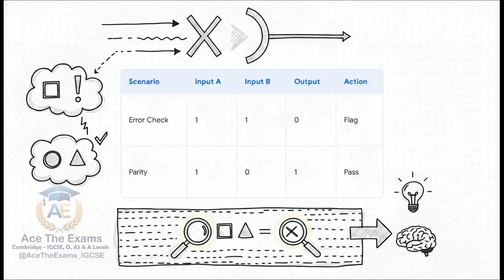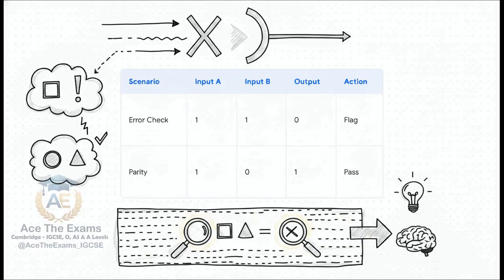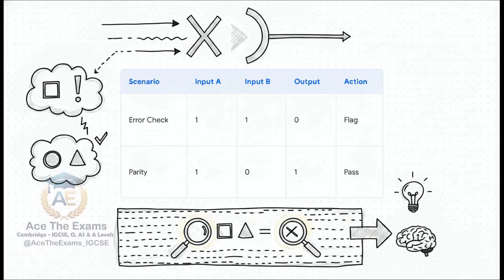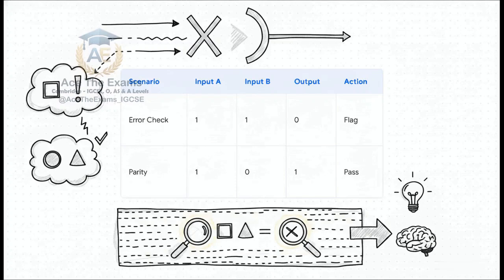Let's break it down. In the error check scenario, both inputs are 1. The XOR output is 0, and the resulting system action is to flag. But in the parity scenario, the inputs are different, 1 and 0, the output is 1 and the action is pass. So what's the core trend you need to extract for your exam answer? It's that the system is utilizing the XOR gate's unique property of detecting differences to validate data integrity.